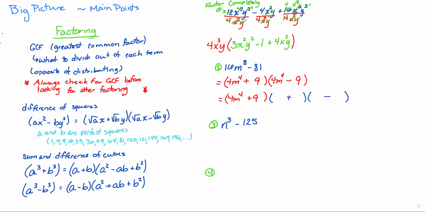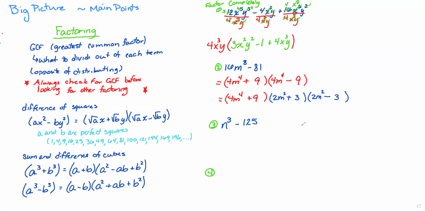And what times itself is 4, and that will be 2 and 2. Divide the exponent in half, so I have m squared. So I have 2m squared in the front of both of these. And what times itself is 9, and that will be a 3 and a 3.